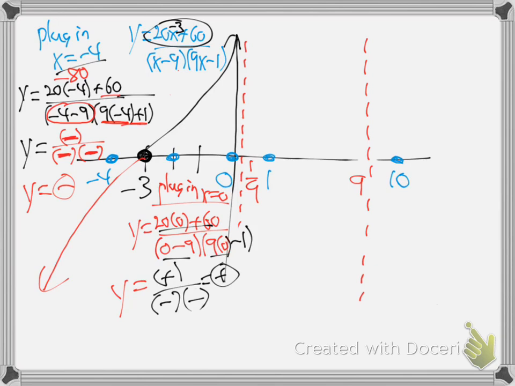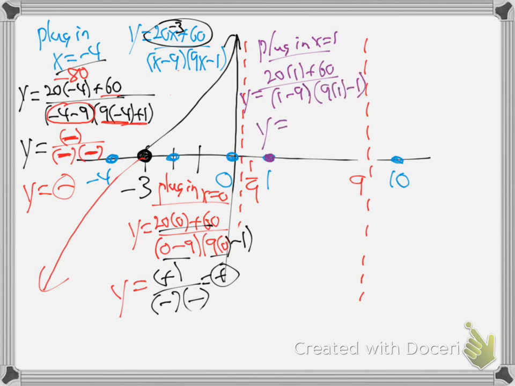So, all right, let's plug in 1. I'm over here, plugging in 1. This problem keeps going on and on. Plug in x is 1. 20 times 1 plus 60 over 1 minus 9 times 1 minus 1. So what is that? Positive over negative times positive. It's negative. So that's what I thought. There it is, it's down there. It's negative, going down both vertical asymptote lines.